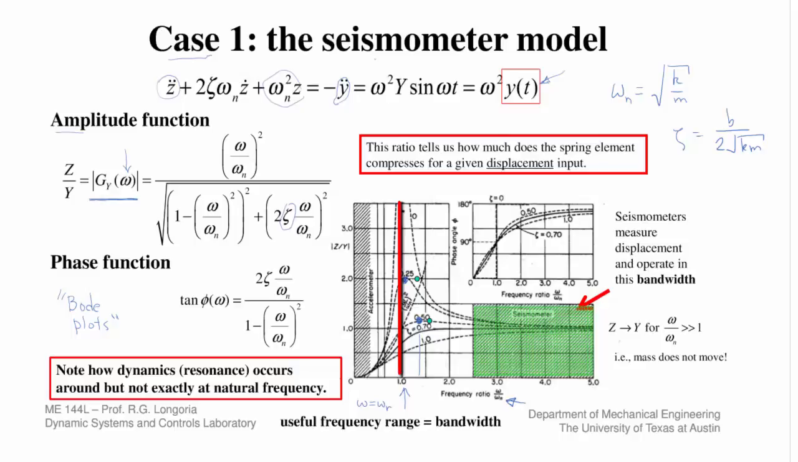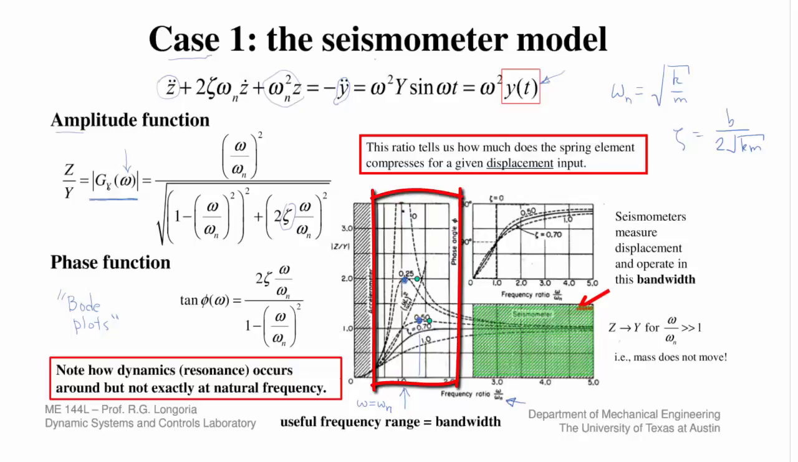So the peak of the response is not necessarily at the natural frequency. It's actually at what we call the resonant frequency. But sometimes you can see as the damping gets smaller, it comes closer and closer to the natural frequency. If you have an undamped system, it's exactly at omega sub n. Okay, but generally we approximate it as close to omega n, right? This is where we say all the dynamics are happening.